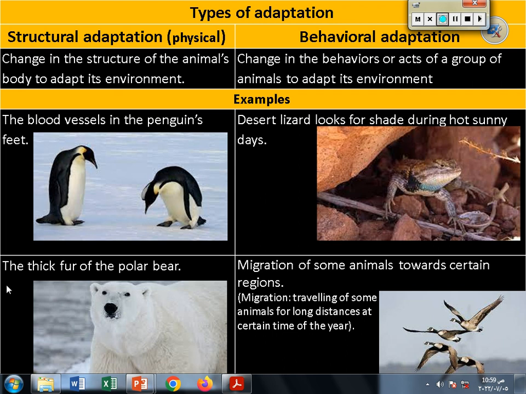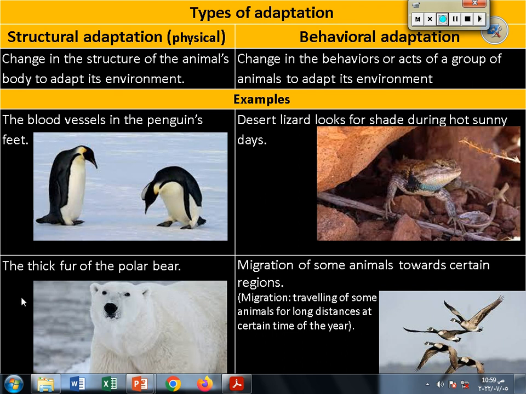What if I say the thick fur, or the thick white fur, of the polar bear? The thick fur, is it a structure found in the animal or something the animal does? Yeah, that's good. It's not an act. Yeah, it's a part of the animal or a structure inside the animal. So that's called structural adaptation.